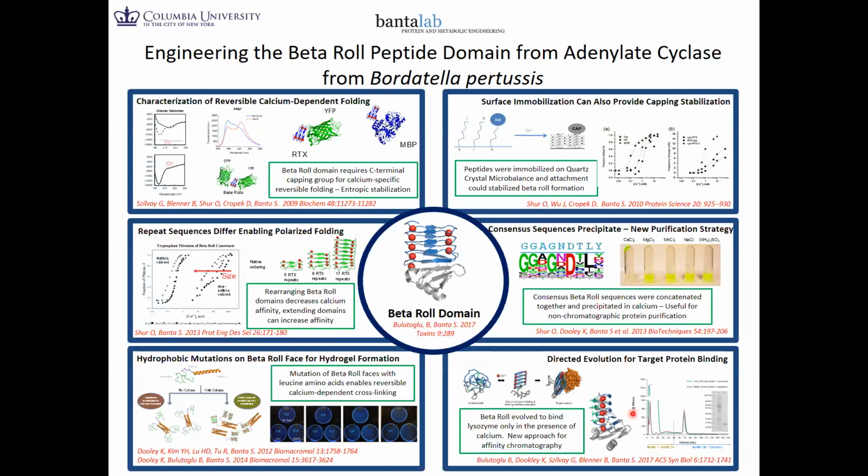And this is now useful for affinity chromatography, where we can specifically purify lysozyme out of a protein mixture in the presence of calcium, and then we can elute it with calcium removal. So we went from sort of fundamental characterization of how the beta roll domain operates all the way to a technological application where we have a new approach for affinity chromatography.